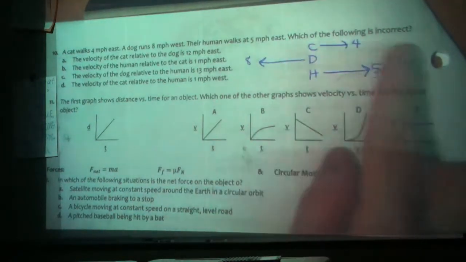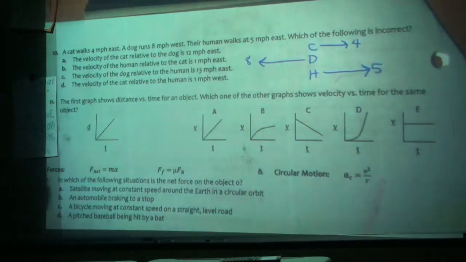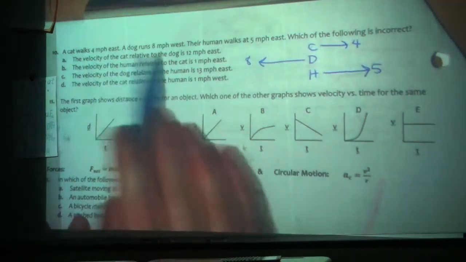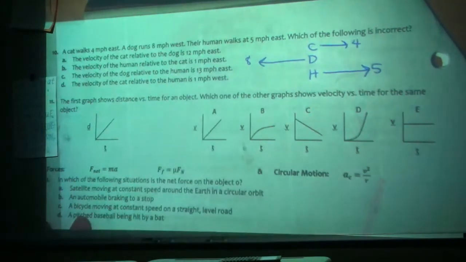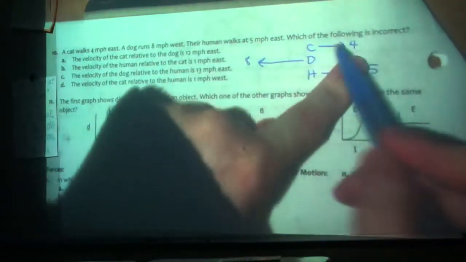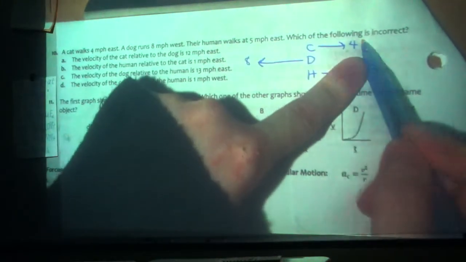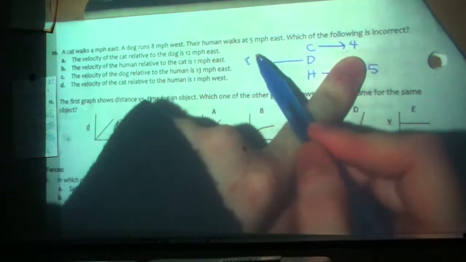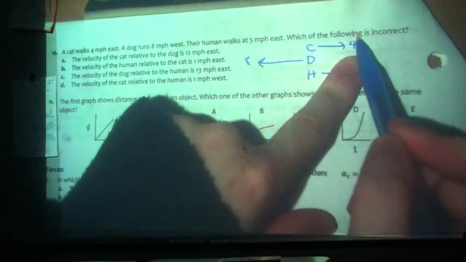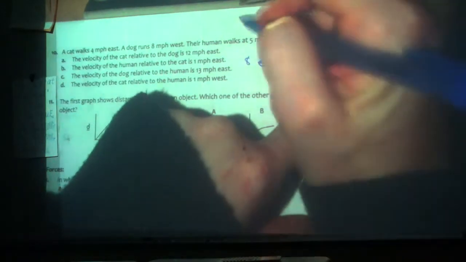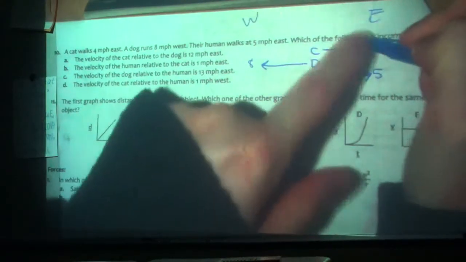And now we're just going through and seeing which one is not correct. Velocity of a cat relative to the dog is 12 east, so let's look at the cat compared to the dog, so we can ignore the human right now. So if the cat were to go 4 east and the dog were to go 8 miles west, then they would be 12 apart. And if this is west and this is east, the cat is east of the dog.